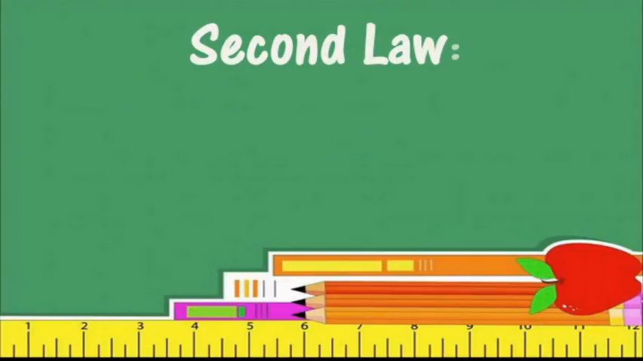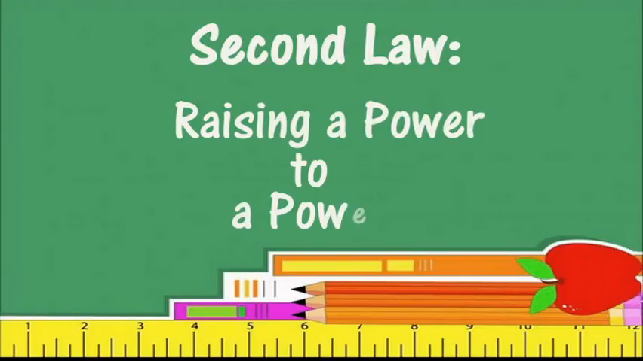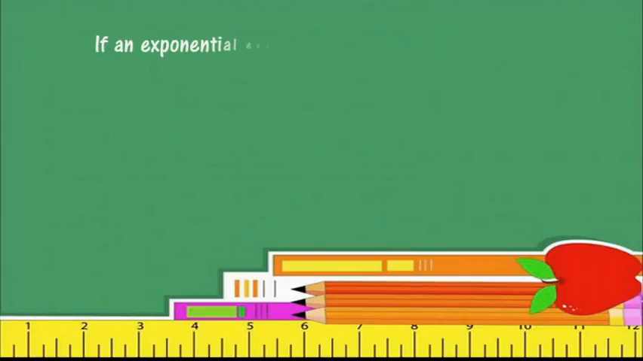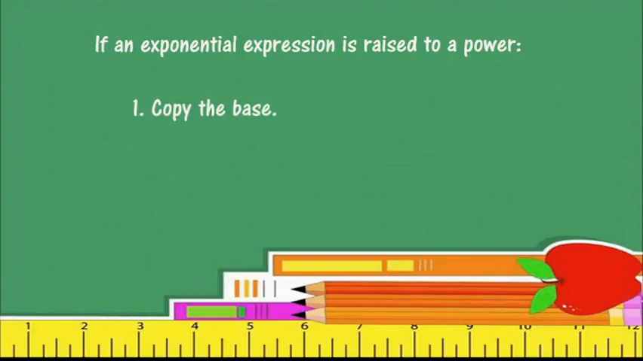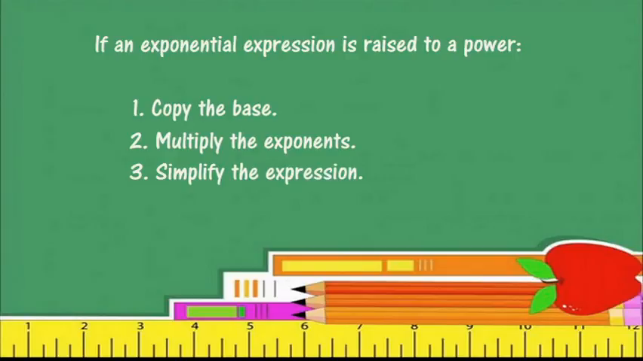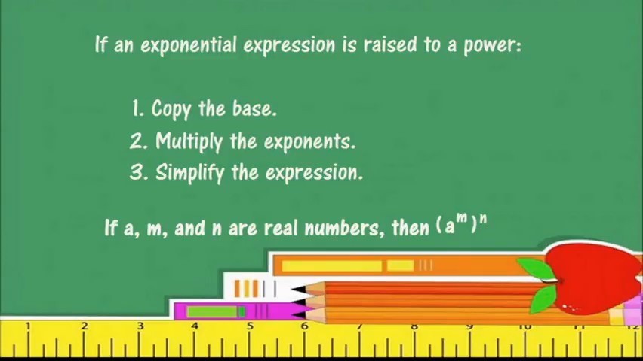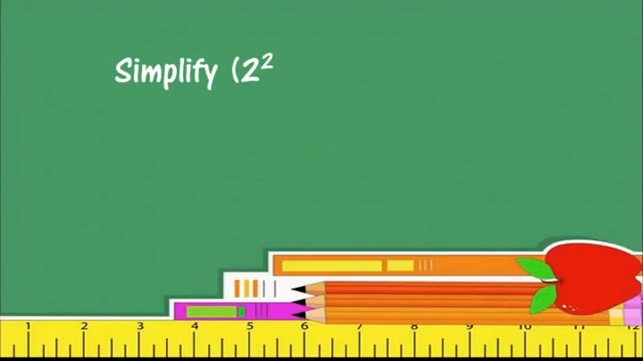The second law is raising a power to a power. If an exponential expression is raised to a power, you need to copy the base, next multiply the exponents, and then simplify the expression. If a, m, and n are real numbers, then a raised to m, raised to n is equal to a raised to mn. Simplify 2 raised to 2, raised to 3.